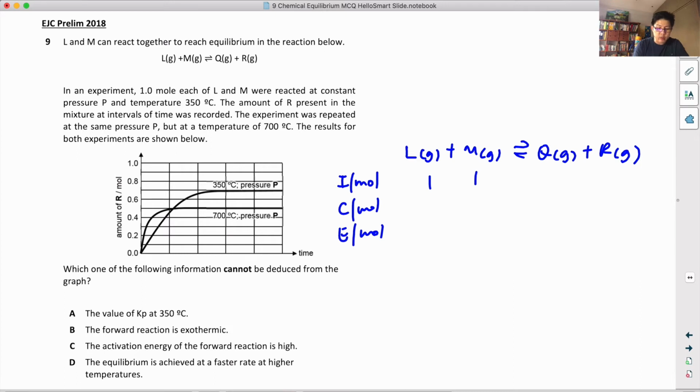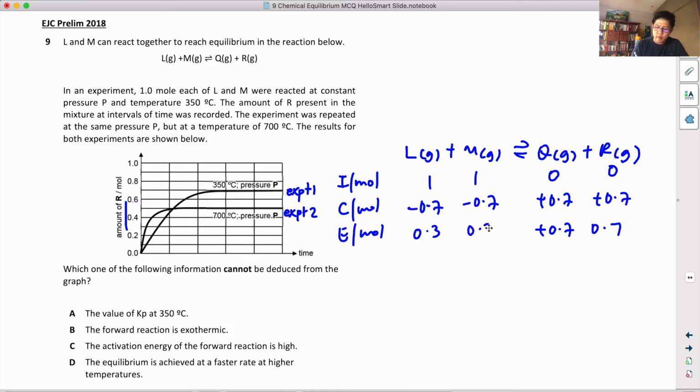So they told you the experiment was repeated at the same pressure but at 700. It means there are 2 graphs here. Say I use the first experiment, experiment 1. I call this experiment 2. You know that the final amount of R is actually 0.7. So I put plus 0.7, plus 0.7, minus 0.7, minus 0.7. So you can see that I have all the equilibrium values. If I have all the equilibrium values, I can actually calculate the Kp, quite easily.